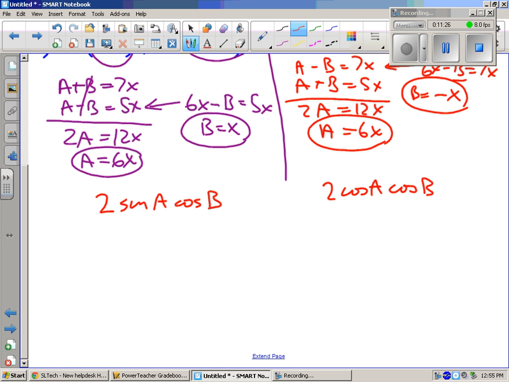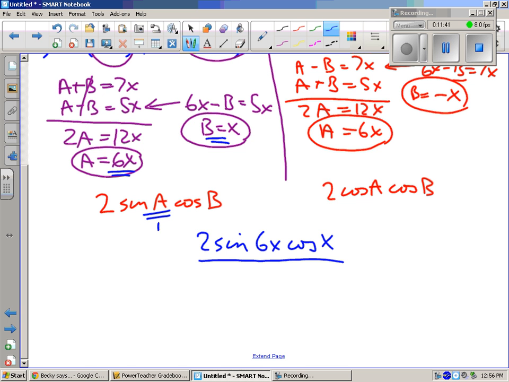All right, let's plug those in and actually put it back together as a numerator and denominator. So 2 sine, the A over here was 6x. The B over here was x, so cosine x. All right, so that's that one. This now is going on the bottom, so 2 cosine A again is 6x, and B is negative x.